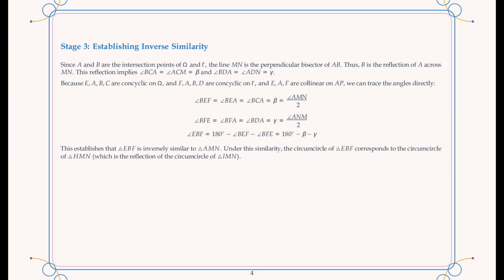Finally, angle EBF equals 180 degrees minus angle BEF minus angle BFE, which equals 180 degrees minus beta minus gamma. This establishes that triangle EBF is inversely similar to triangle AMN. Under this similarity, the circumcircle of triangle EBF corresponds to the circumcircle of triangle HMN, which is the reflection of the circumcircle of triangle IMN.